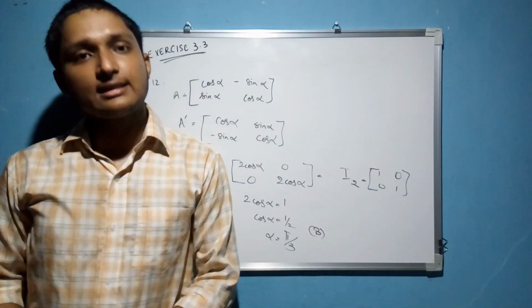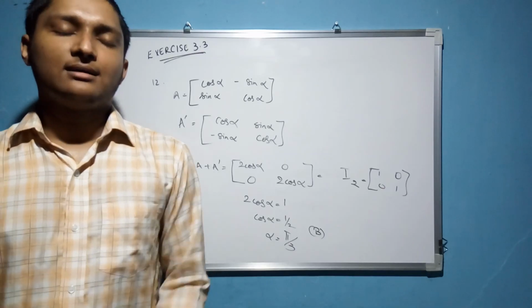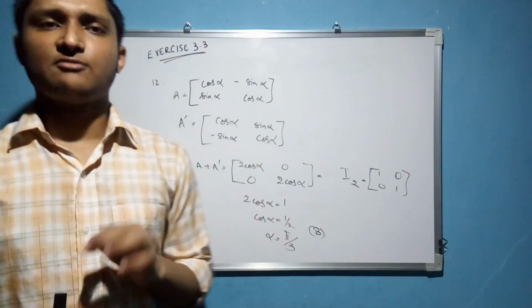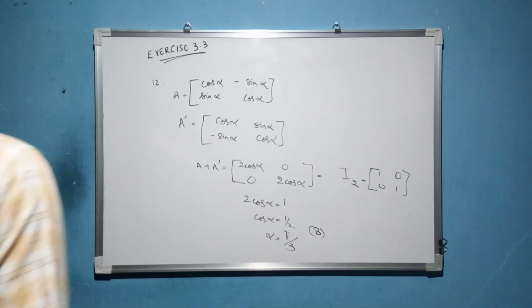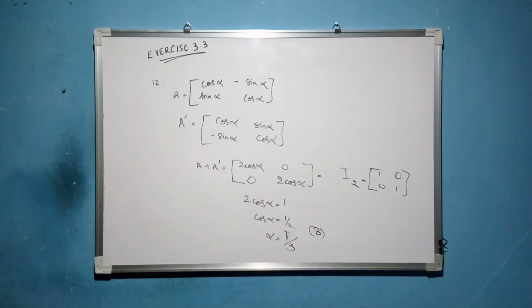Okay, next is 3.7, what is given in the textbook. Elementary transformations. We are going to learn about elementary transformation, what is the inverse of the matrix, and so on.